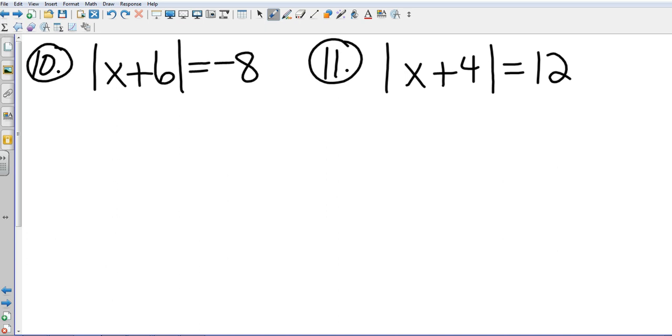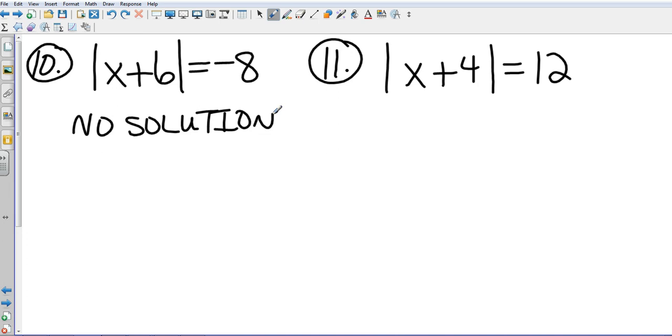Question number 10 is not a trick question. It's something that you need to recognize visually. We talk about absolute value being distance to 0. How many numbers are going to give us a distance of negative 8? None. There is no solution to number 10. Okay? I couldn't figure it out. I got negative 14. There's no solution. All right? I promise you, you need to be able to recognize it.